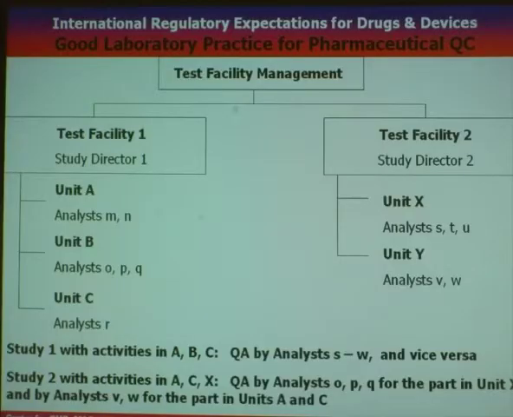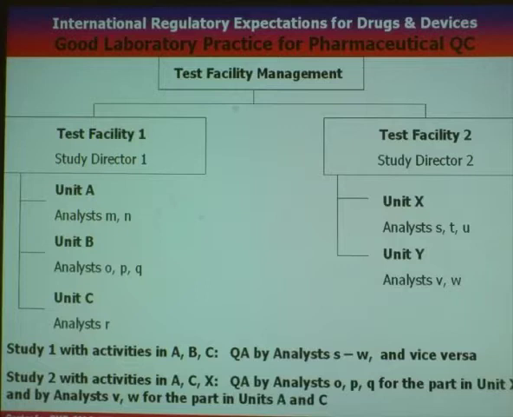If you have a test facility management and there are two test facilities under two different study directors, study director 1 and study director 2. Under study director 1, you have unit A, unit B and unit C with analysts M, N in A, O, P, Q in B and R in C. In test facility 2, under study director 2, you have the units X and Y, where the analysts are S, T and U in X and V and W in Y.